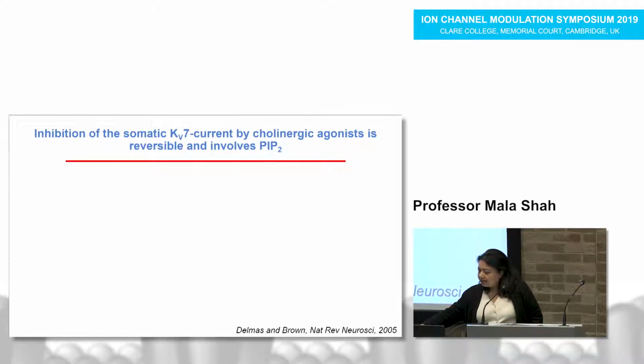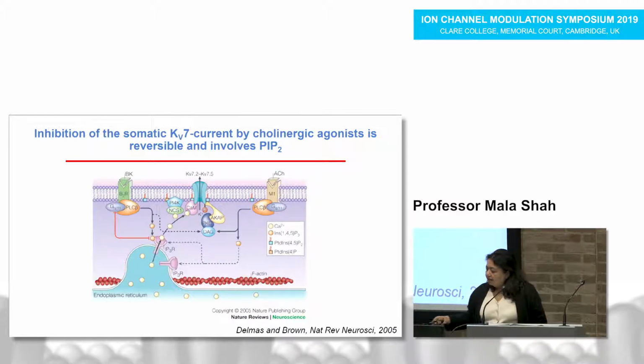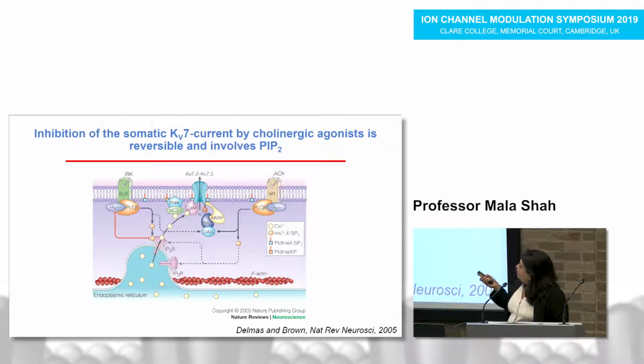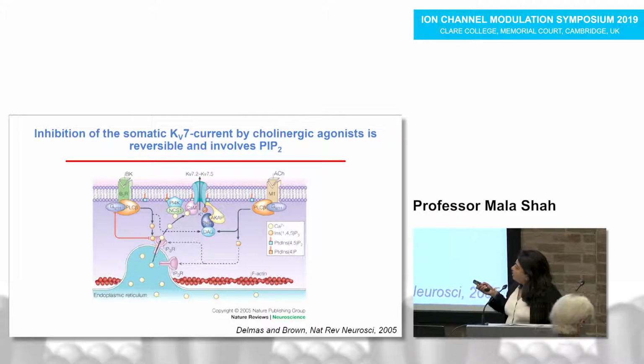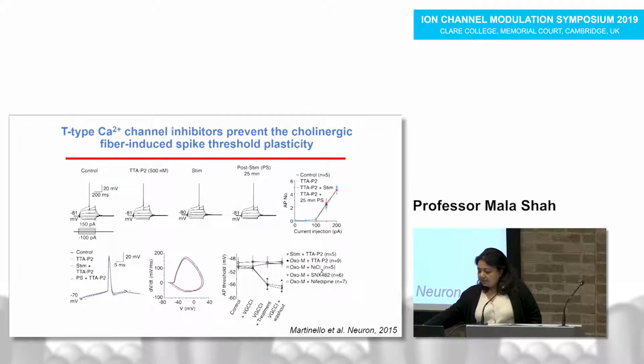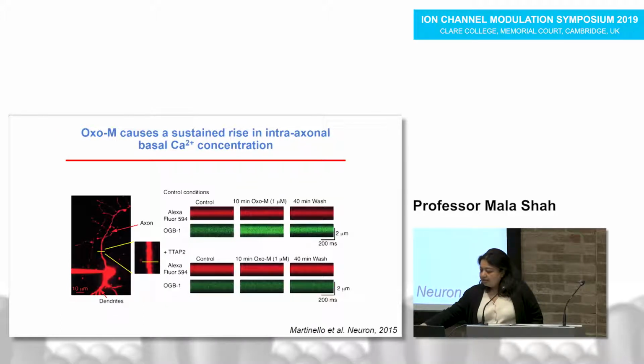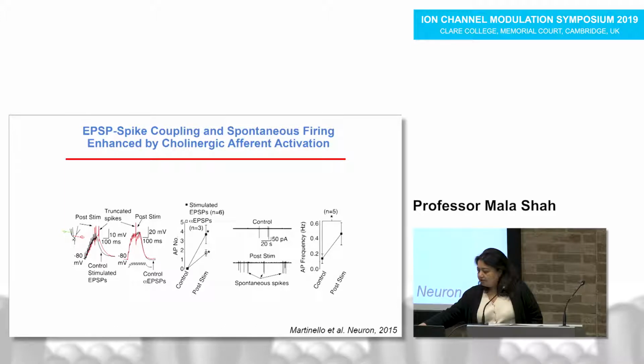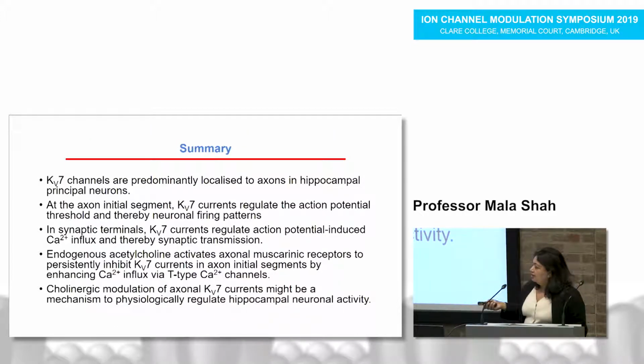So that means that although the inhibition of somatic Kv7 currents is due to PIP2, we think that the inhibition of these axonal Kv7 currents by muscarinic receptor agonist doesn't involve PIP2, but involves an increase in calcium influx in the axon, and this is actually via T-type calcium channels, so it's a different mechanism to what is present in the soma.